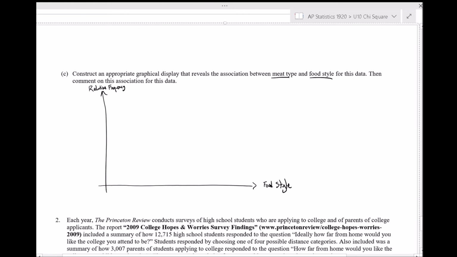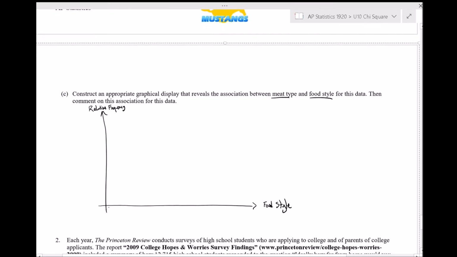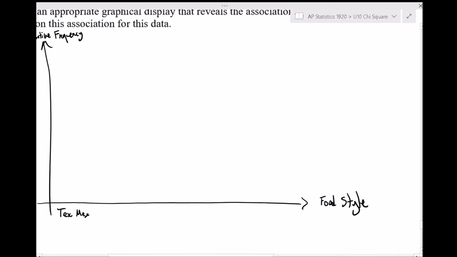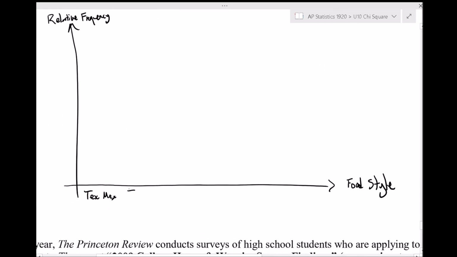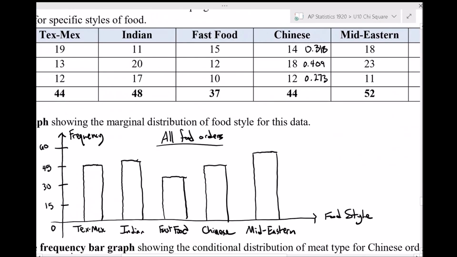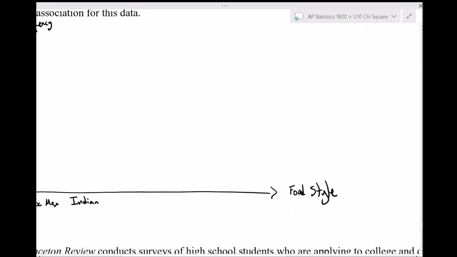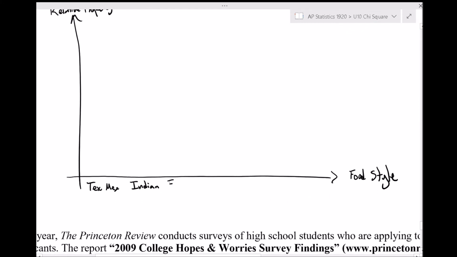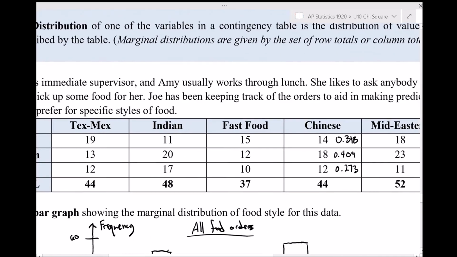So in a segmented bar graph, let's say, for example, these are what? Food styles, and crap, there's 5 of them. So I got to fit them all. Tex-Mex. The next one was Indian. I'm forgetting something, aren't I? Indian, fast food, Chinese, Mid-Eastern. And what was the last one? Crap, I keep forgetting. Middle Eastern.